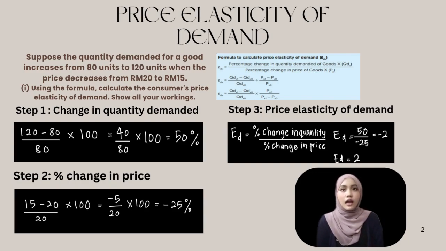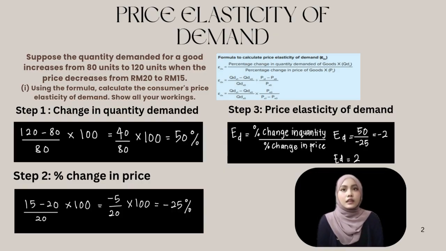So first, I calculate the percentage change in quantity demanded by taking the difference between the new and old quantities, which is 120 minus 18, dividing by the original quantity, which is 18, and multiplying by 100. This gives a result which is a 50% increase in quantity demanded.